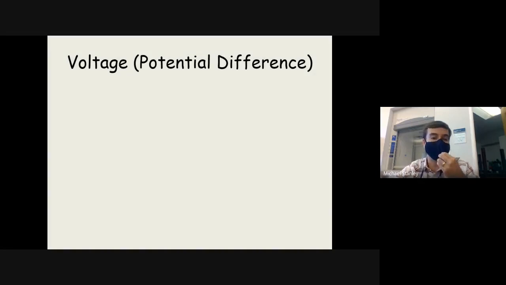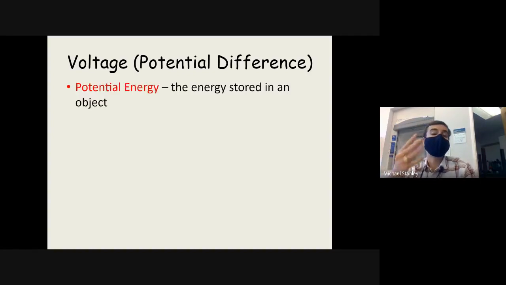And that is where voltage comes into play. So the voltage is what's created by our battery that we were looking at earlier. The thing about voltage is that it is part of what is called potential energy. And potential energy just refers to the energy stored in an object.